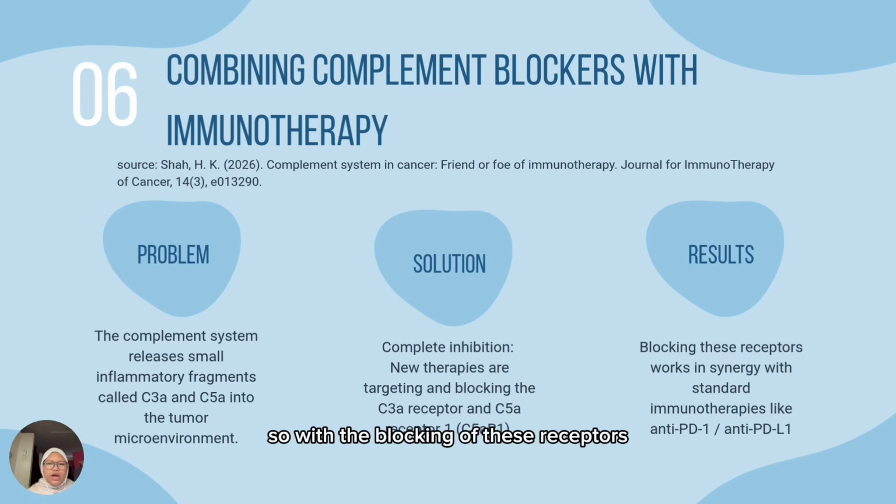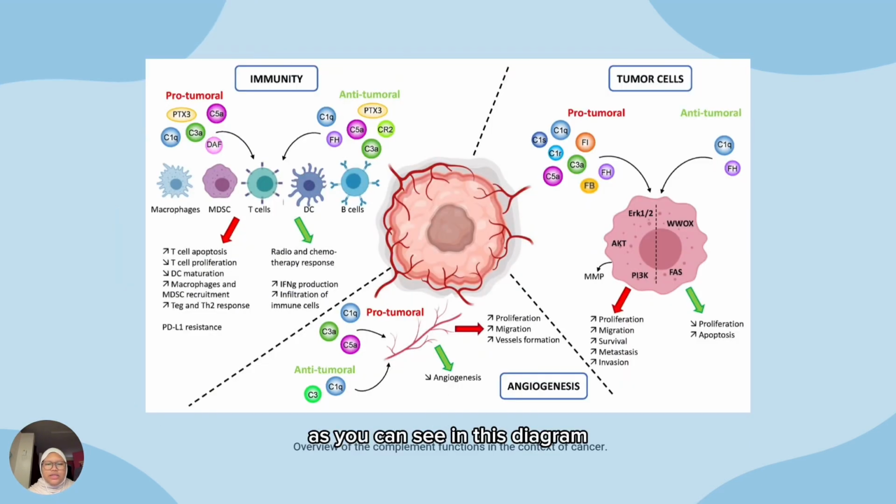With the blocking of these receptors, and combining them with standard immunotherapies like anti-PD-1, as you can see in this diagram, the immune system will effectively pivot back into the anti-tumoral pathway, where it will allow the infiltration of immune cells, allowing the T cells to identify and target the cancer cells and destroy them.